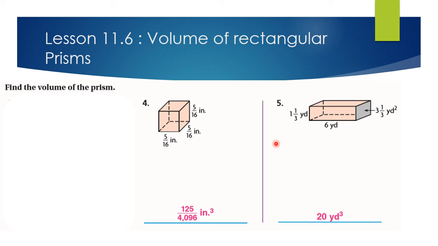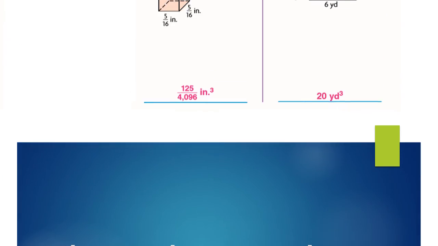It's very, very important to know that in the volume, because we do length times width times height, the unit is cubed. It's not squared. It's cubed. Why cubed? Because I multiplied 3 numbers times each other. As long as I multiplied 3 numbers times each other, the unit must be cubed, with power 3.